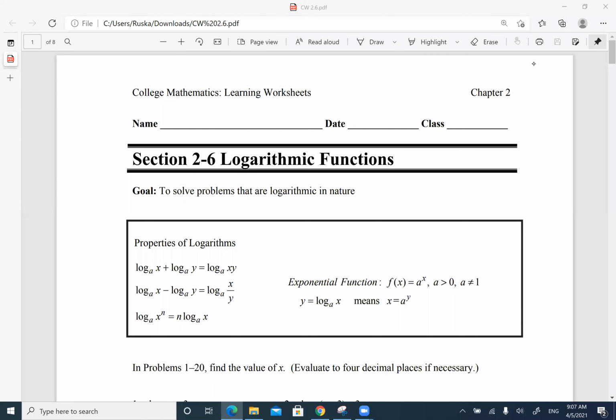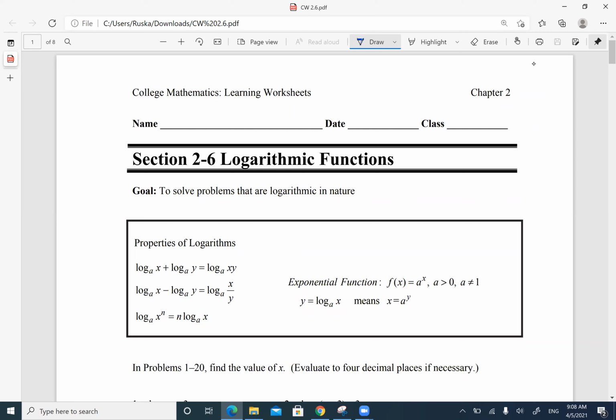So happy Monday. We're going to start with section 2.6, logarithmic functions. Last time we talked about exponential functions. Logarithmic and exponential functions are inverse functions to each other. What that means is they're opposite operations. They cancel each other, the same way x squared and square root are opposite operations. The same way, exponent and logarithm are inverse functions to each other.